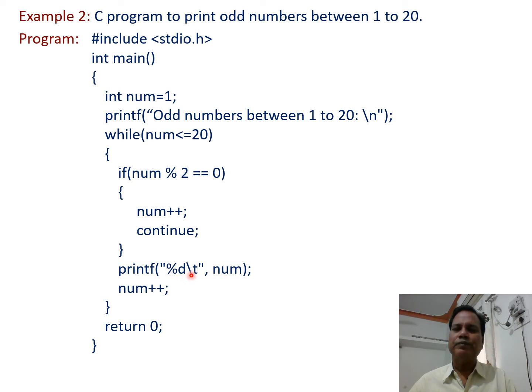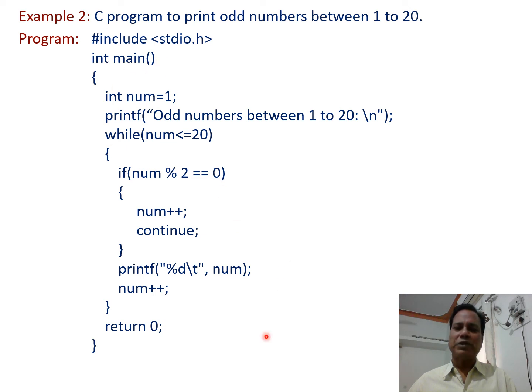and then \t moves the cursor one tab position right on the output screen, and again the value of num is incremented. After incrementing this value, the condition is tested. This time its value becomes 4. So in this way we see that using the continue statement, we can skip printing of even numbers. So only odd numbers get printed on the output screen.